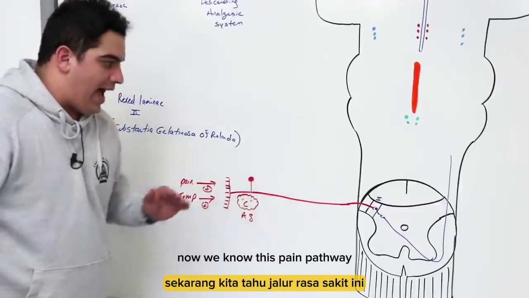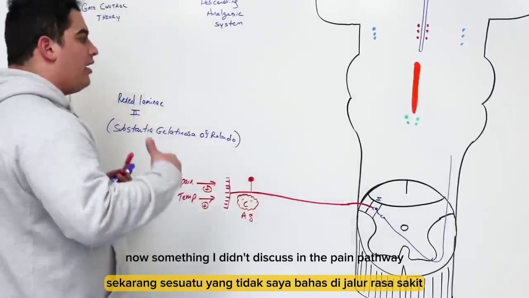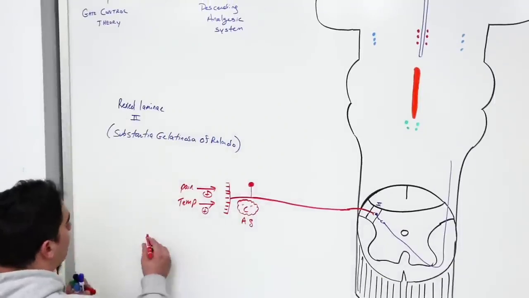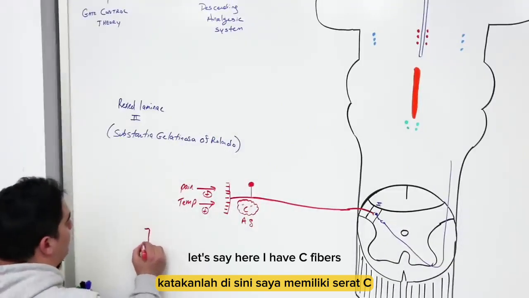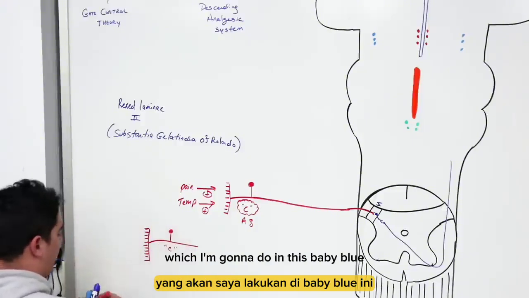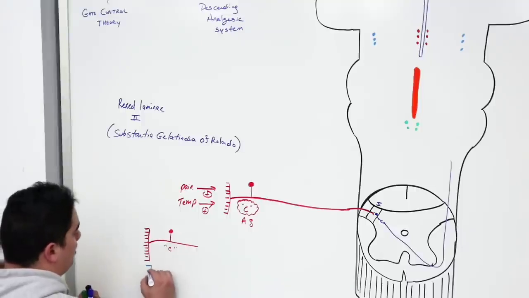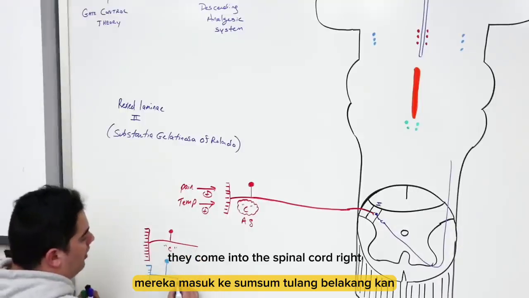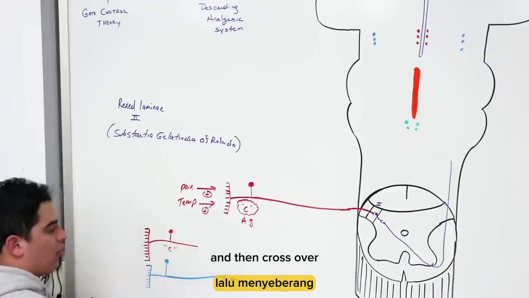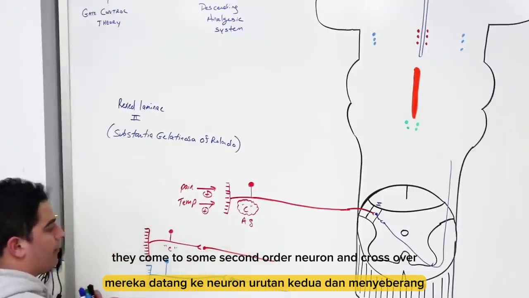So now we know this pain pathway. Now, something I didn't discuss in the pain pathway video, where we talked about the spinothalamic tract, and I'm just going to mention it really quickly here. Let's say here I have C fibers, which are represented here in red. So here are my C fibers. And then over here, which I'm going to do in this baby blue, are going to be my A delta fibers. Okay? They come into the spinal cord, right? We know that these guys come into the spinal cord and they synapse on some second order neuron and then cross over. Same thing over here with the C fibers. They come to some second order neuron and cross over.